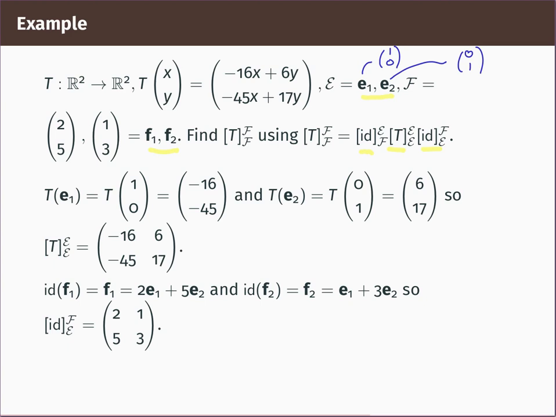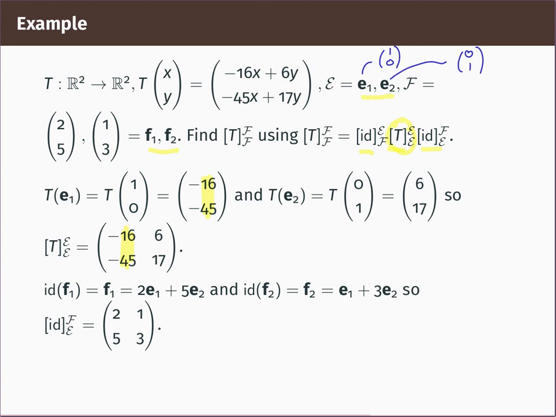So let's work out the one in the middle first. Let's work out this thing, the matrix of T with respect to initial and final bases, the standard basis. So you'll remember that to do that, what we have to do is work out T of E1 and express that as a linear combination of E1 and E2, and that would tell us the first column of this matrix, and then do the same for T of E2, and that will be the second column. So T of E1 is T of (1, 0), which using the definition of T is (-16, -45). So this stuff here will give us the first column of the matrix of T with respect to initial basis E and final basis E.